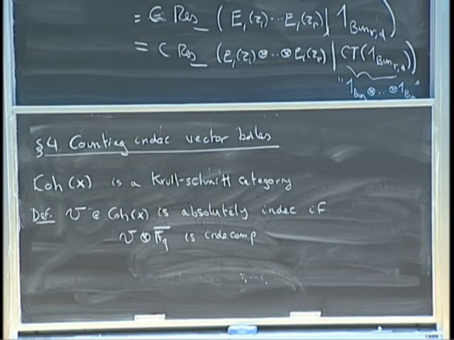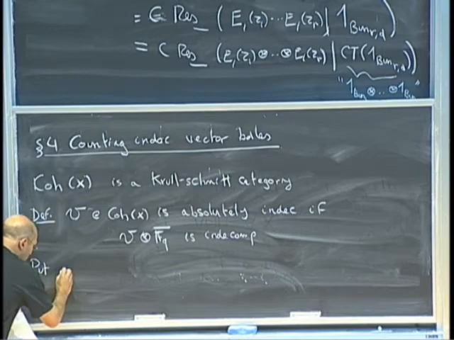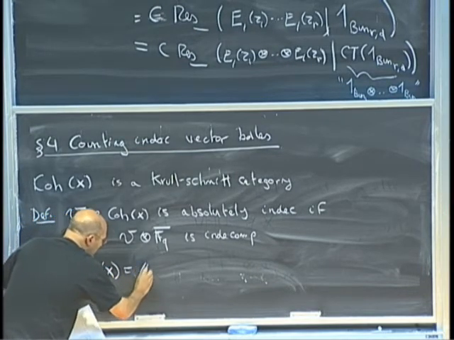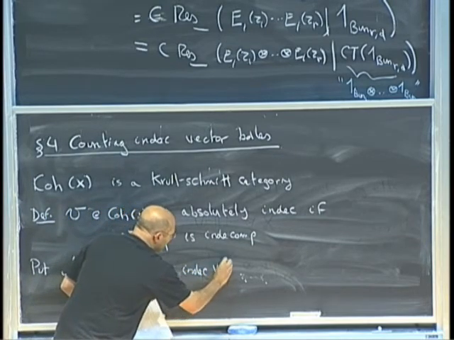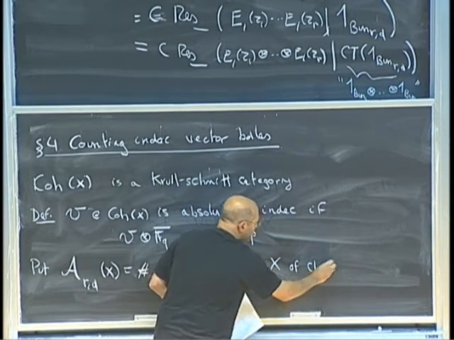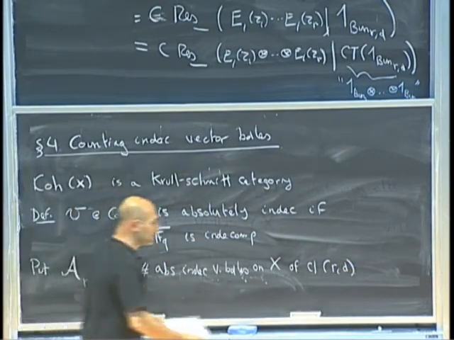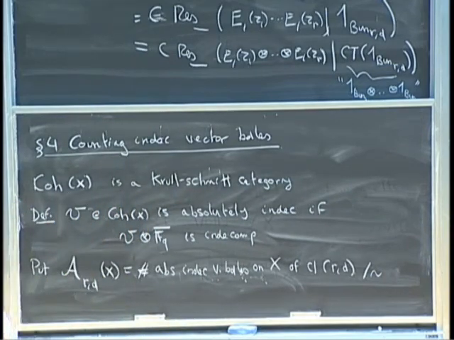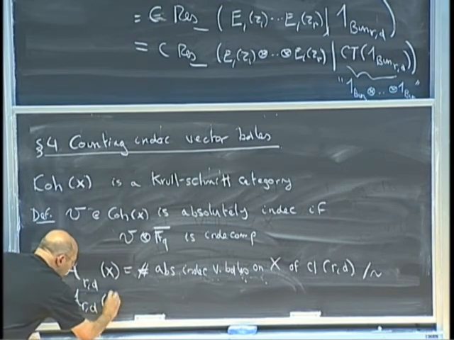Okay, and so what we want to do is we define A_{R,D}(X). This is the number of absolutely indecomposable vector bundles on X of class (R,D), up to isomorphism, a number of isomorphism classes. And the question is how to compute this number.